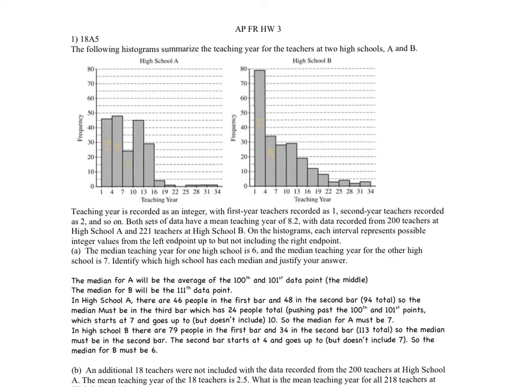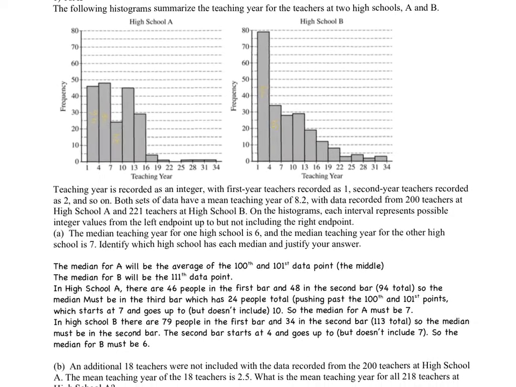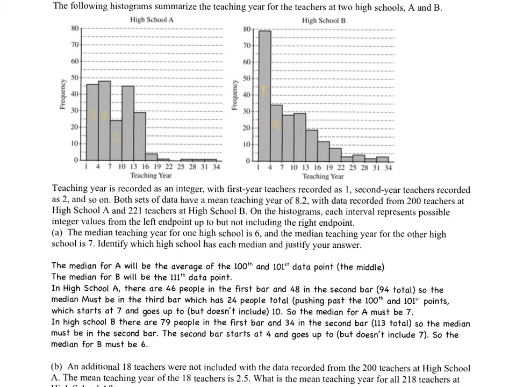I think our actual AP questions this year will have some of these kinds of things mixed in just to practice them. So in this first problem, they tell you that the median for one high school is 6, the median for the other high school is 7. You've got to figure out which is which.